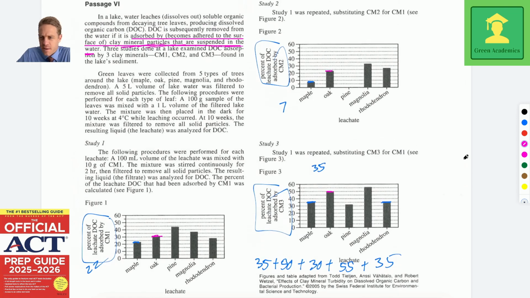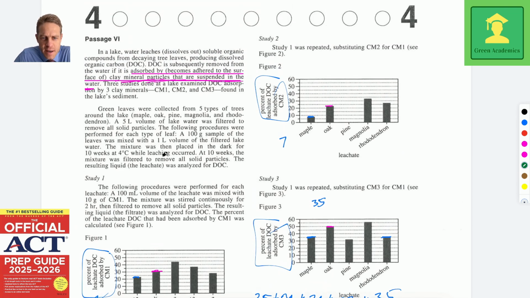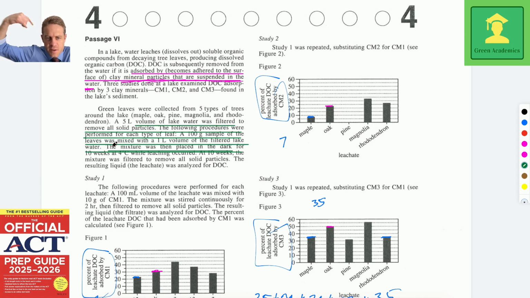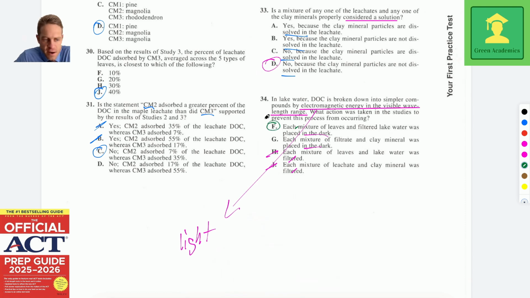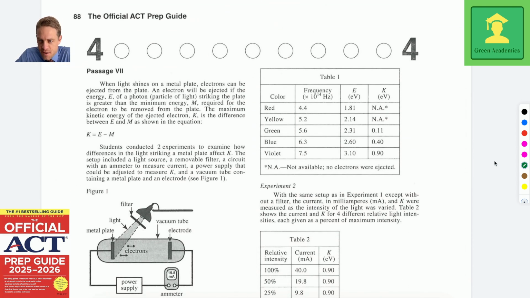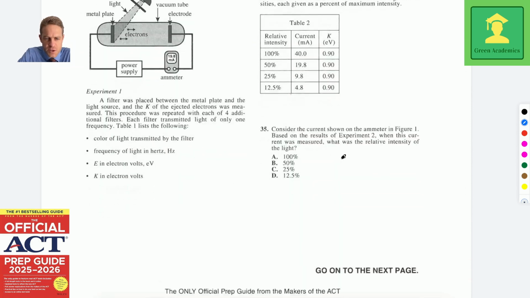I forget. Let's look back at the setup for what they actually put in the dark. Filtered lake water. The mixture was then placed in the dark. 5-liter volume of lake water was filtered to remove all solid particles. Following procedures were performed for each type of leaf. 100-gram sample of the leaves was mixed with a 1-liter volume of the filtered lake water. The mixture of the leaf and the water is placed in the dark. Yeah, it's F. Okay. Last passage which has charts and graphs, so I'm going to go right to it.